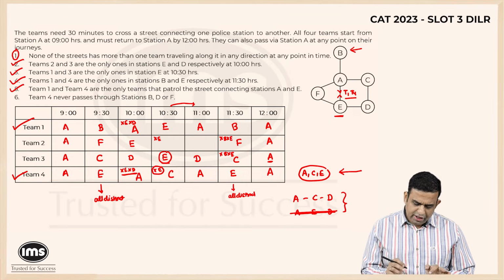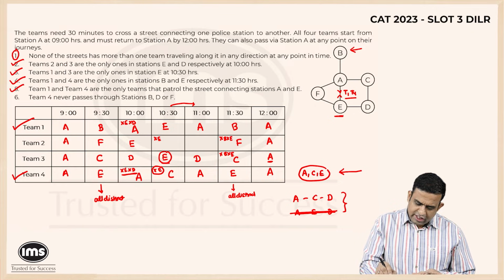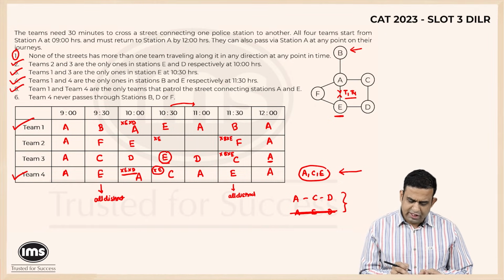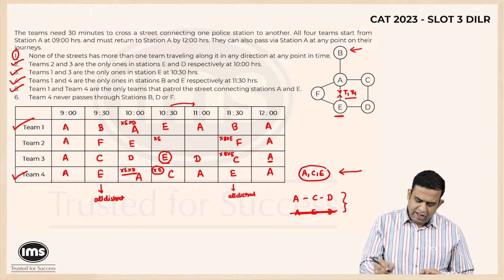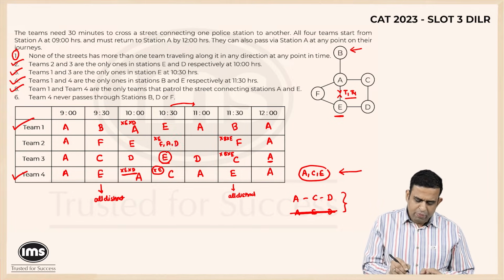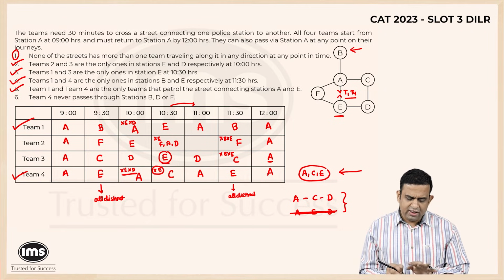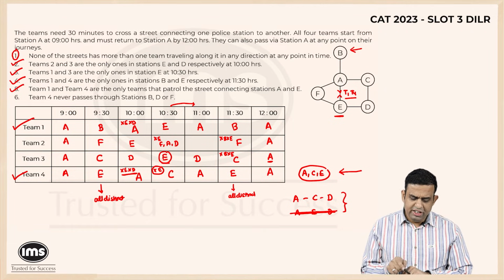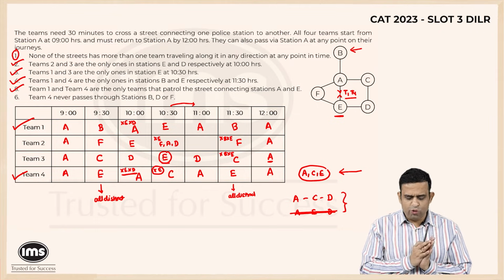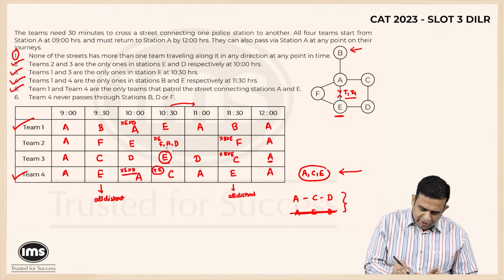Now, if I look at team number 2, it was at E at 10 o'clock. So at 10:30, the possible place they can go is, one can say, F, A, or D. So I can just write F, A, or D. But please note, can it be A here? And the answer is no, because A to E is being used between 10 and 10:30. So team number 2 cannot go from E to A. So this A would be out.